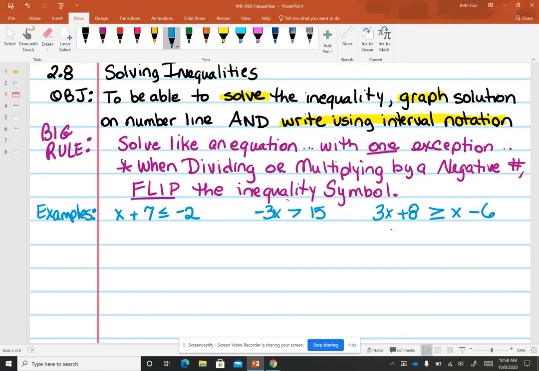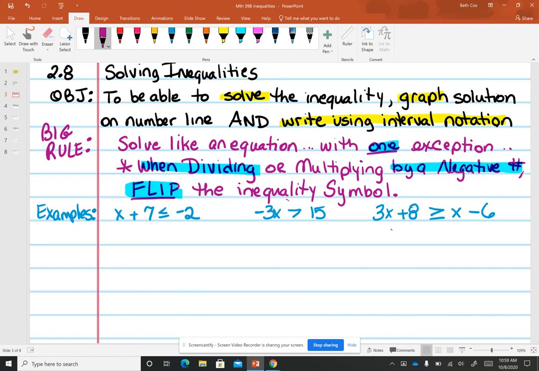All right, so now we're actually going to solve them, and then we'll do the graph on the number line, and then we'll write the interval notation. So we'll solve them, graph the number line, and do the interval notation. Now we solve these like equations with one exception, and that one exception is when dividing by a negative, we flip. Technically it's dividing or multiplying, but 9 times out of 10, you guys are going to be dividing. So let's do these.